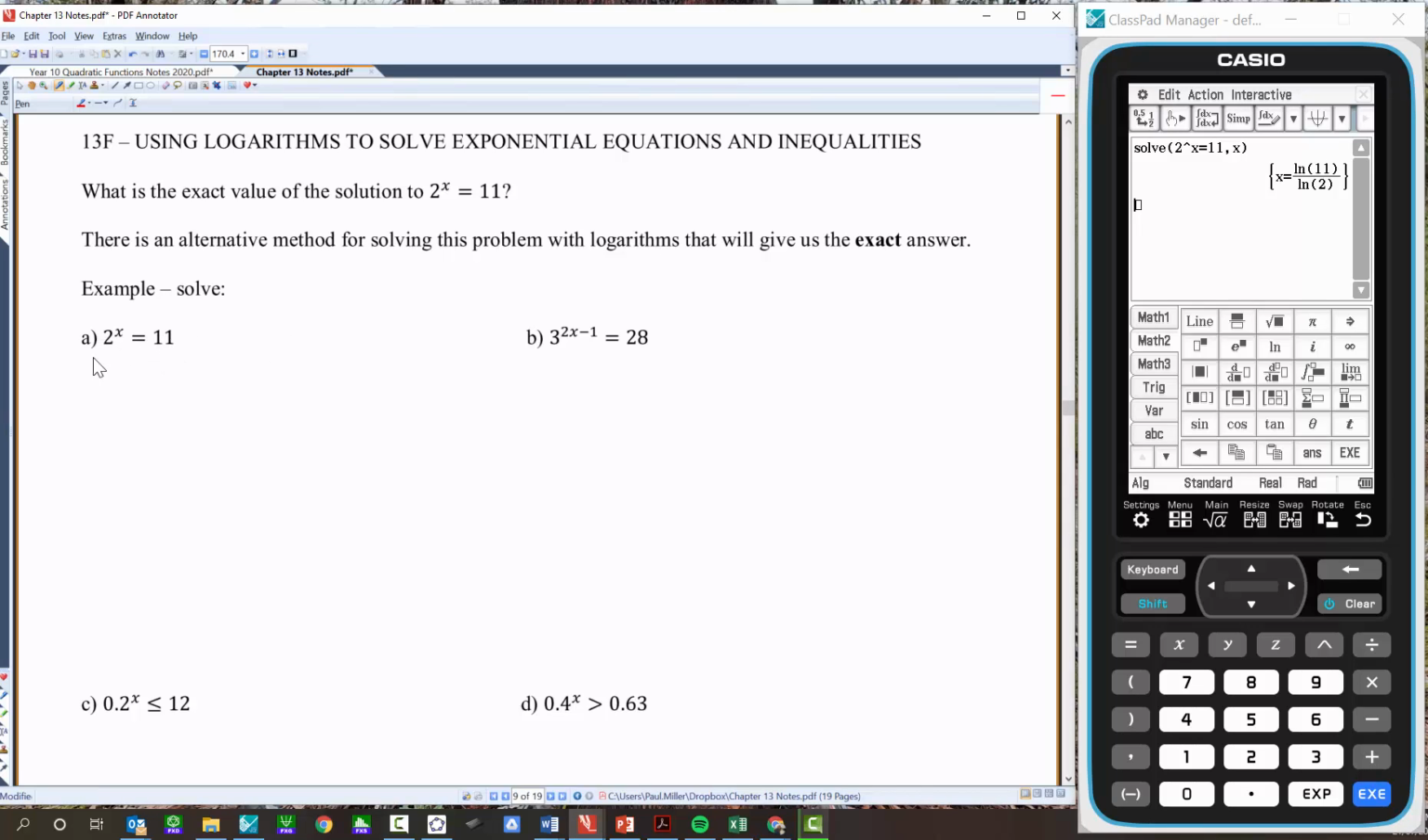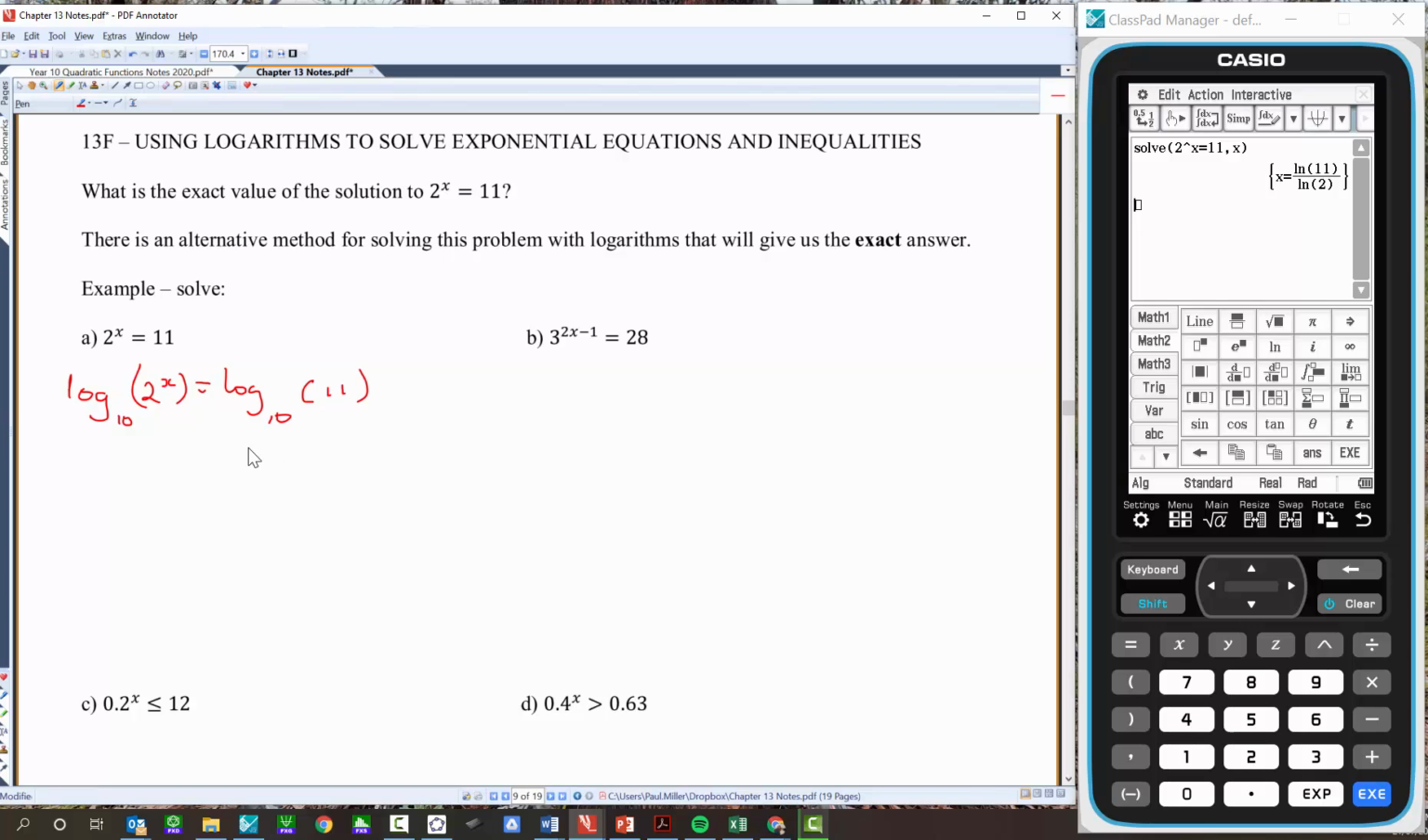Well, here goes a method. What we can do is, this is an equation, so I can add 3 to both sides, I can take away 3 from both sides, I can multiply both sides by 10, or I can log both sides. So what I'm going to do is take the log 10 of both sides. So I'm going to do log 10 of 2 to the x equals log 10 of 11. So I'm just essentially log 10ing both sides.